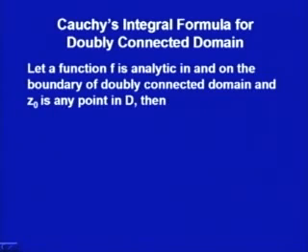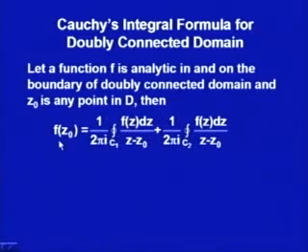So, what we have is a function f, and a doubly connected domain D, and the function is analytic throughout that domain D including the boundary, and z naught is an interior point of the domain D. Then we say f of z naught is 1 upon 2 pi i integral along the boundary C1. That is because we are talking about a doubly connected domain, so we will have two boundaries. One boundary is C1, another boundary is C2.